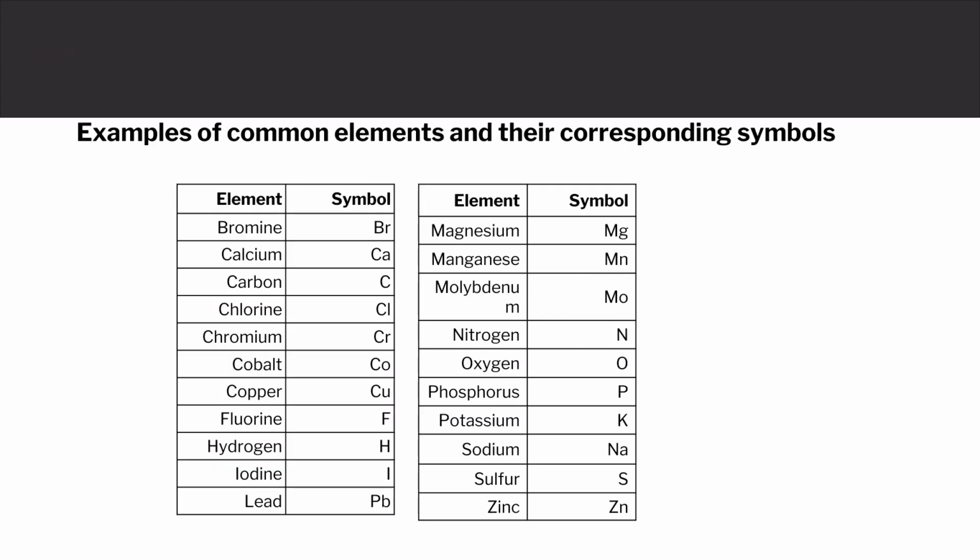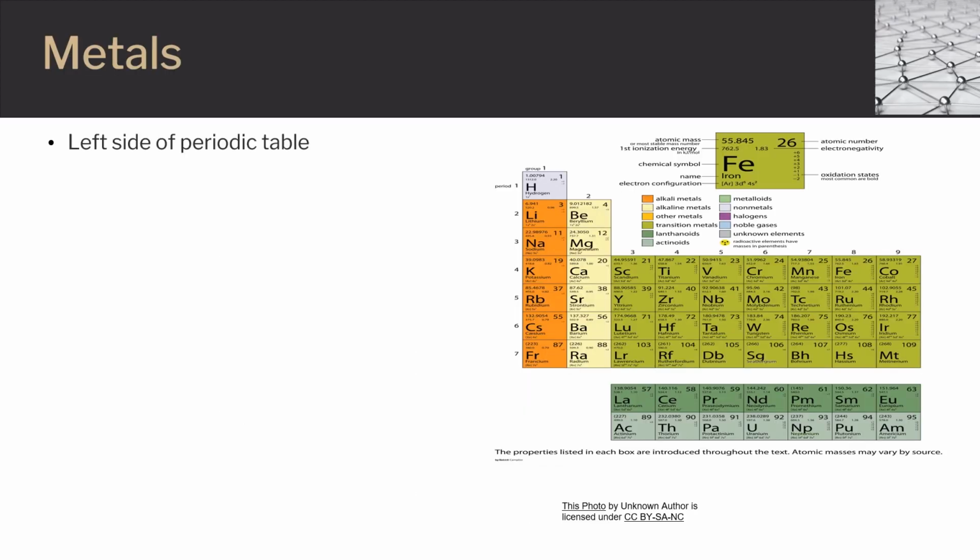Here are some common elements and their symbols. As you can see, the symbol is always 1 to 2 letters. Now let's take a closer look at the periodic table of elements. Let's look to the left side of the periodic table.